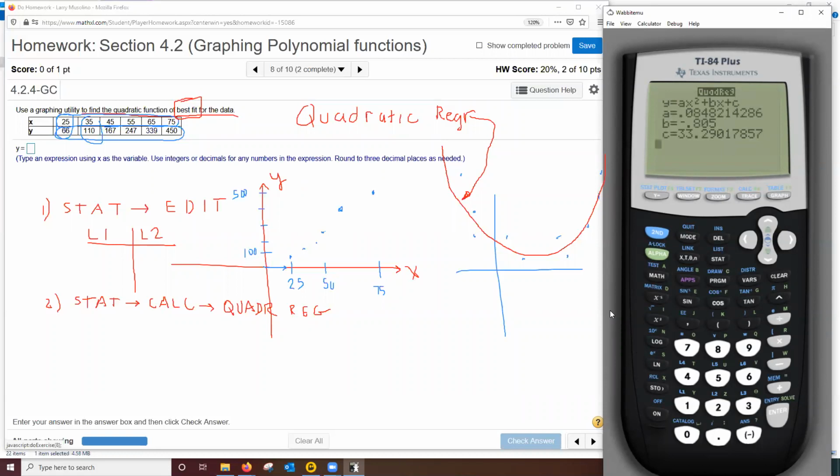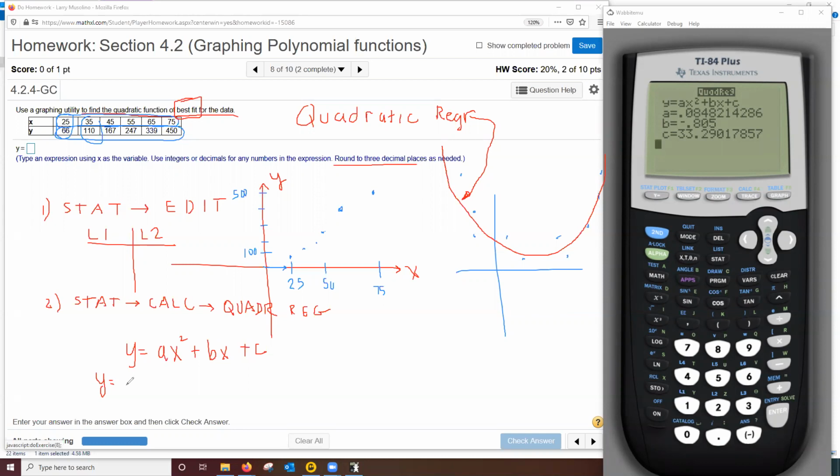Okay, and so here is the equation. It's telling me that the quadratic model or the quadratic equation is y equals ax squared plus bx plus c. Well, that sounds familiar because that's the standard form of a quadratic equation. But now it's going to give me the numbers to plug in for a, b, and c. So you can see here's the number for a, here's the number for b, here's the number c. In this example, it's telling me to round to 3 decimal places.